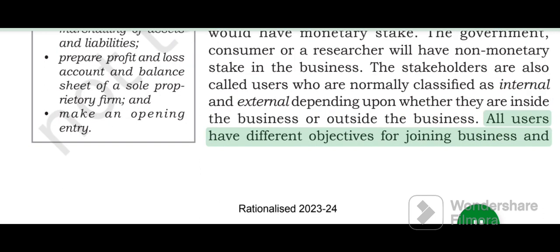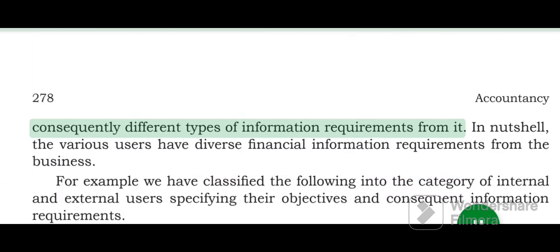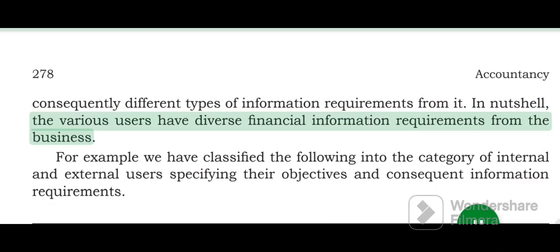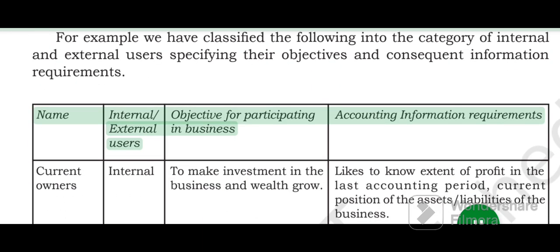All users have different objectives for joining business and consequently, different types of information requirements from it. In a nutshell, the various users have diverse financial information requirements from the business. For example, we have classified the following into the category of internal and external users, specifying their objectives and consequent information requirements.